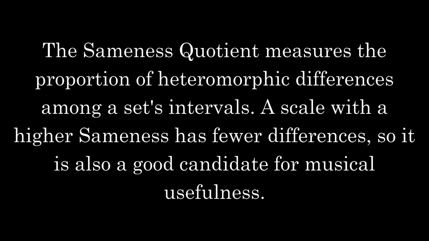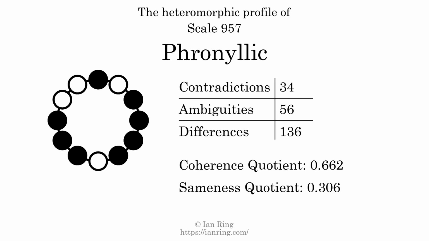The sameness quotient measures the proportion of heteromorphic differences among a set's intervals. A scale with a higher sameness has fewer differences, so it is also a good candidate for musical usefulness. The sameness quotient is 0.306.